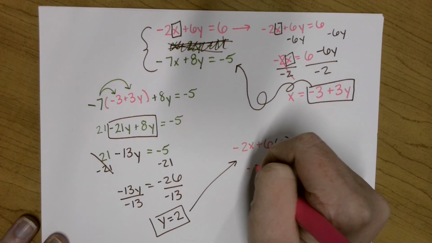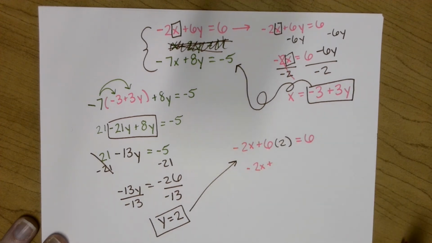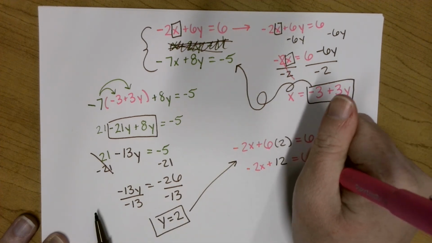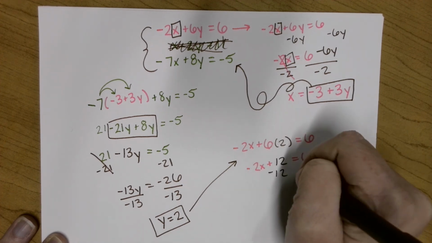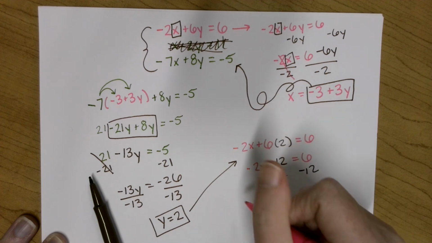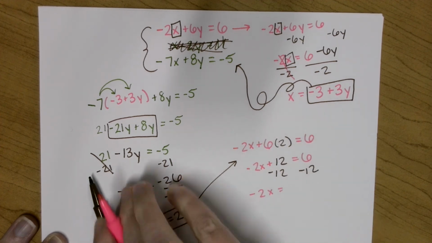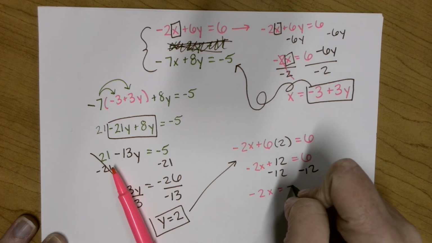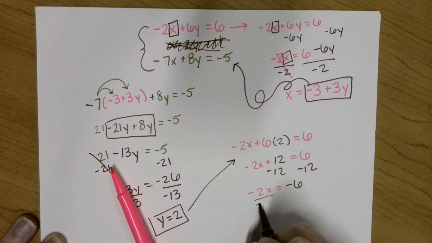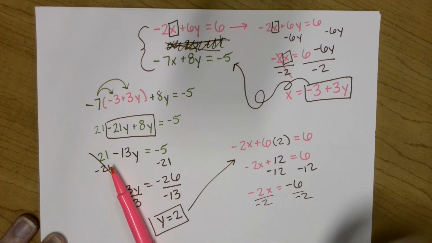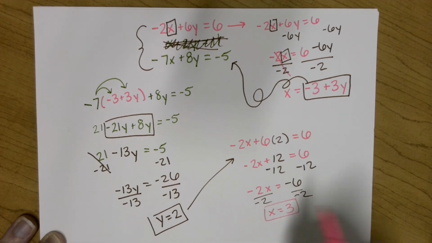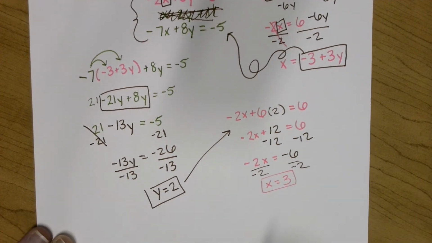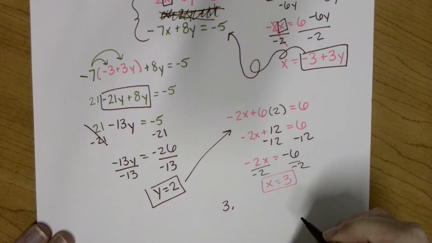All right, so I'm going to bring everything down. Negative 2x plus, well, 6 times 2 is 12 equals 6. So negative 2x plus 12 equals 6. Let's subtract that 12. Negative 2x equals negative 6. Divide by negative 2. And x equals positive 3. So final answer as an ordered pair is (3, 2).